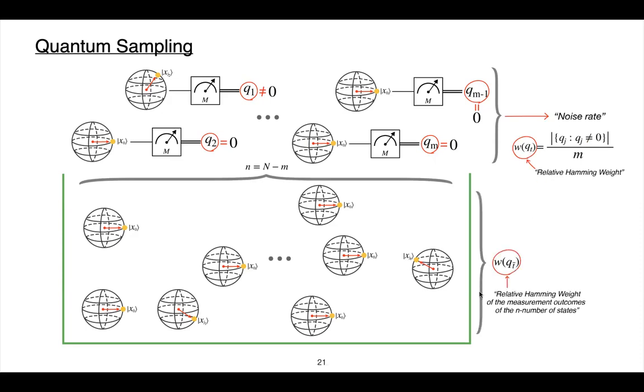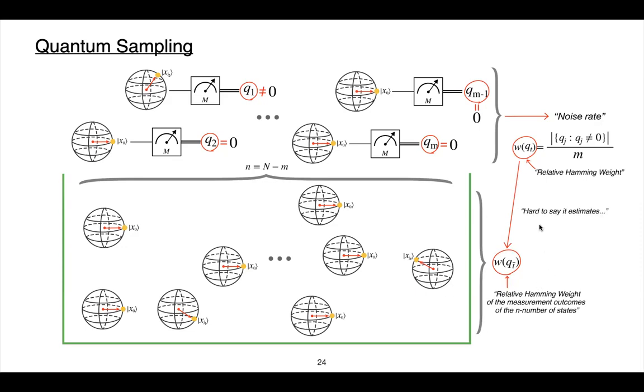Then we define the noise rate of the remaining n quantum population as w(Q_T bar), that is the relative Hamming weight of the measurement outcomes of the n quantum states. In classic sampling, we can estimate the noise rate of the remaining population from the sample above. But how about quantum sampling? Can it estimate the characteristics of the remaining quantum population?